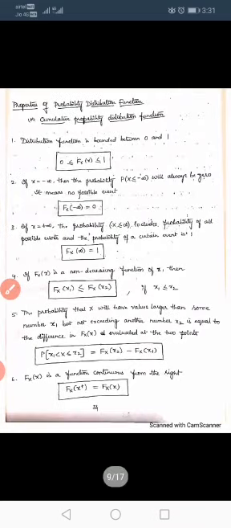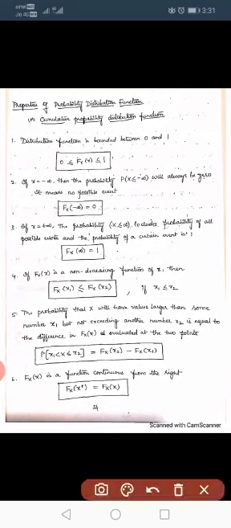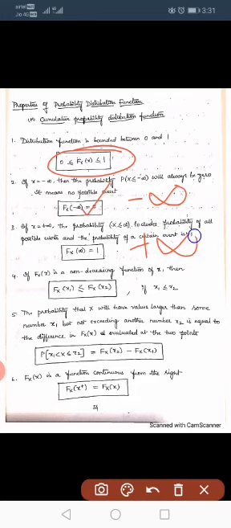These are the properties of the distribution function we have already discussed. The distribution function lies between 0 and 1. For uncertain events, that is for minus infinity, the distribution function is 0, and for certain events like x equal to plus infinity, the distribution function is 1. And if x1 is less than x2, we can write FX(x1) less than or equal to FX(x2).